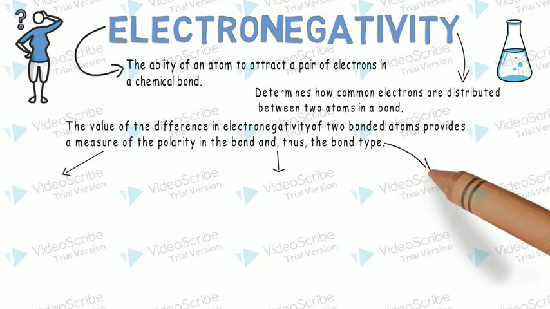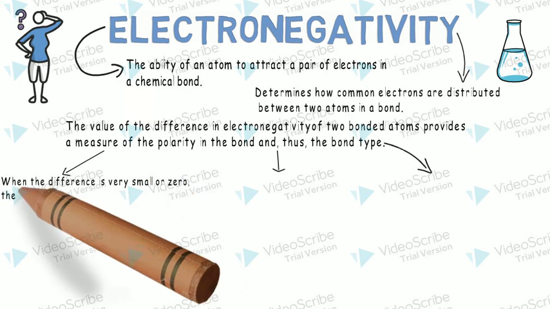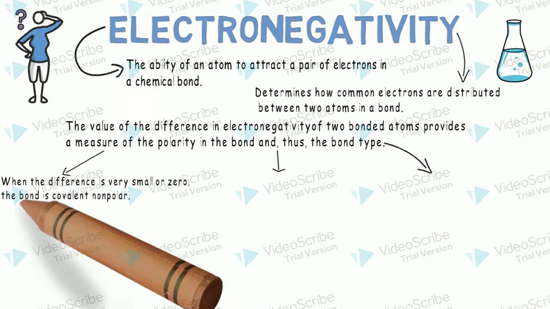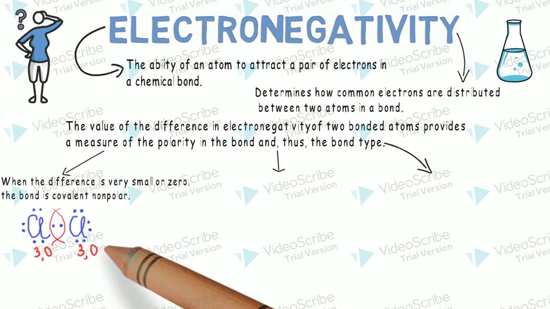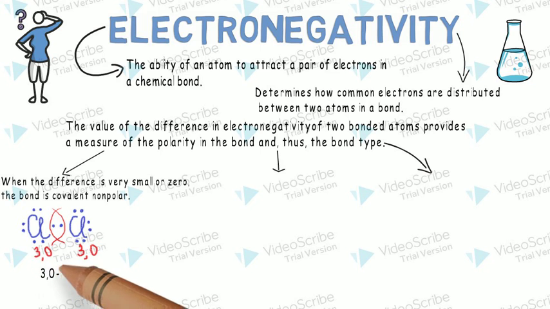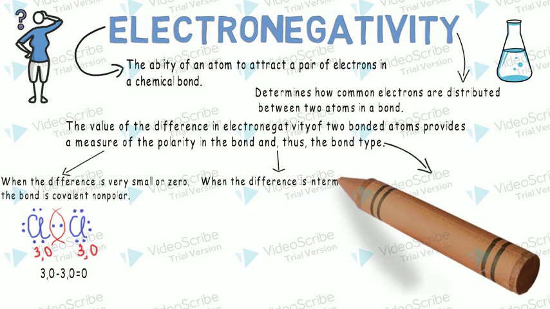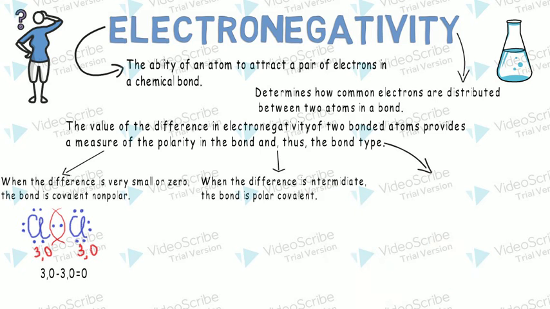The first type: when the difference in electronegativity is very small or zero, the bond is covalent nonpolar. For example, two chlorine atoms have the same electronegativity, the difference between their electronegativities is zero, and the bond is nonpolar. When the difference is intermediate, the bond is polar covalent.